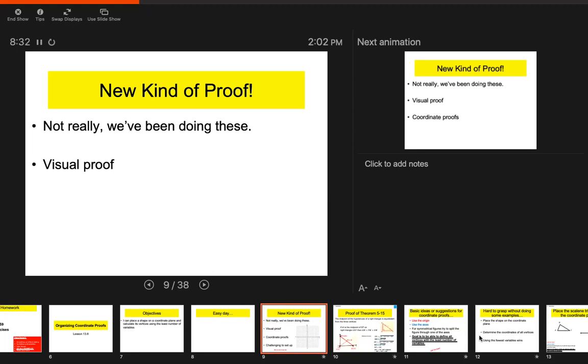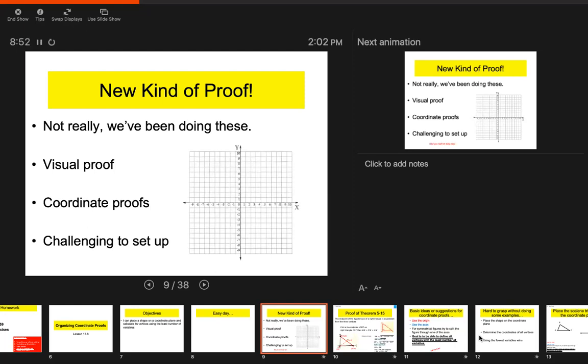Visual proofs can be done without a coordinate plane, but we are going to do our proofs on a coordinate plane. The reason we put it on a coordinate plane is because we can use the numbers on the coordinate plane to help us in the proof. You'll see why in a second. The challenging part of a visual or coordinate proof is the setup, which is what the entire day is about today. So I take a coordinate plane, I take a shape, and I put the shape on the coordinate plane.